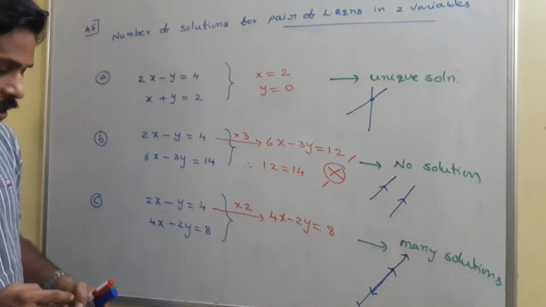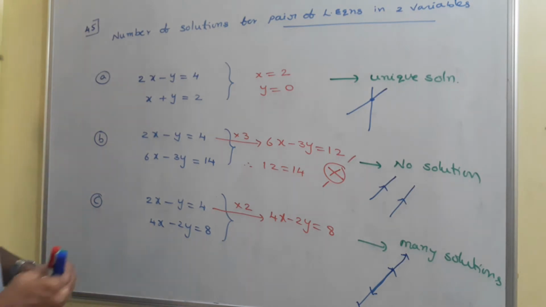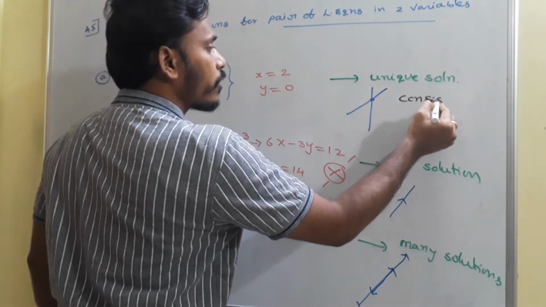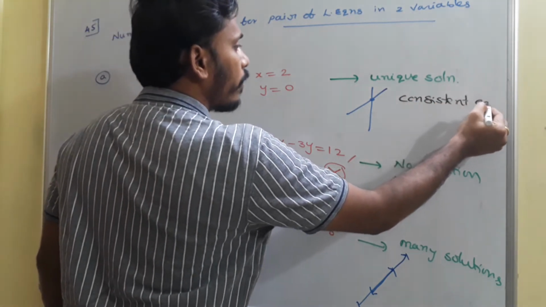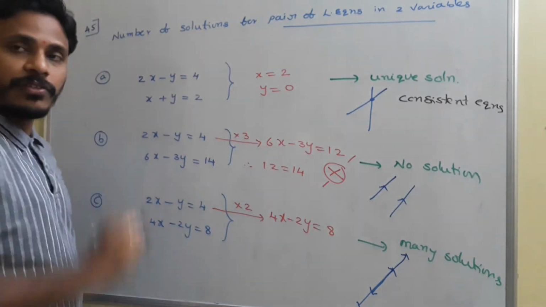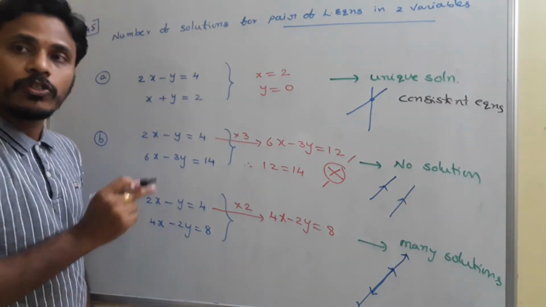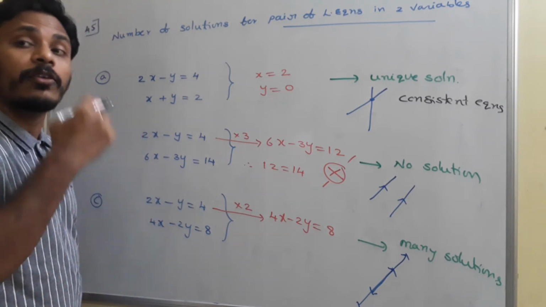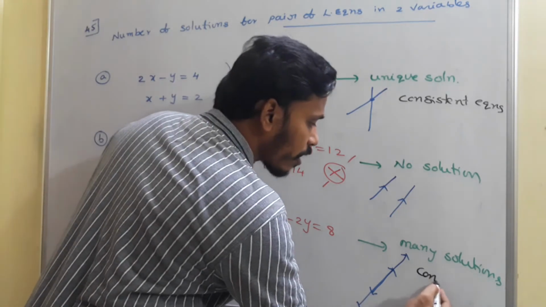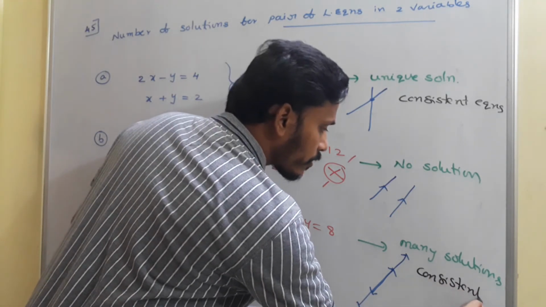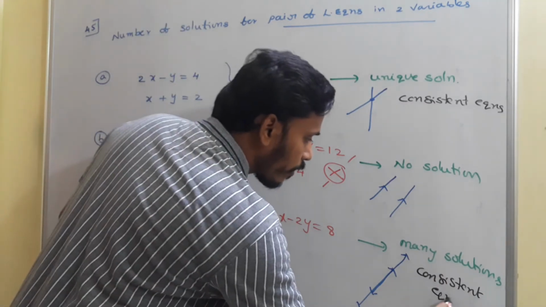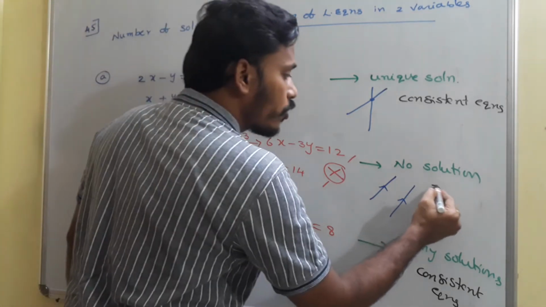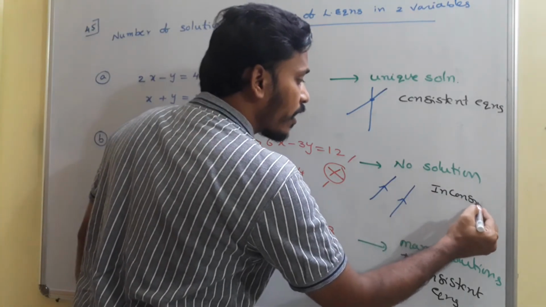If a solution is possible, we call them consistent, and if a solution is not possible, we call them inconsistent. If you think in such a way, in this first case we have a unique solution, so these equations are called consistent equations. And in the last case again we have a solution, not only one, we have many solutions. That means a solution is possible and the solutions are many, so we call these equations also consistent equations. Whereas in the second case we don't have a solution, since these two equations have no solution, we call these two equations inconsistent equations.